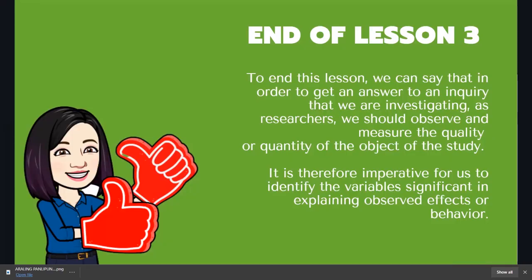So to end this lesson, we can say that in order to get an answer to an inquiry that we are investigating, as researchers, we should observe and measure the quality or quantity of the object of the study. It is therefore imperative for us to identify the variables significant in explaining observed effects or behavior. Okay, so that's all for our kinds of variables in quantitative research.